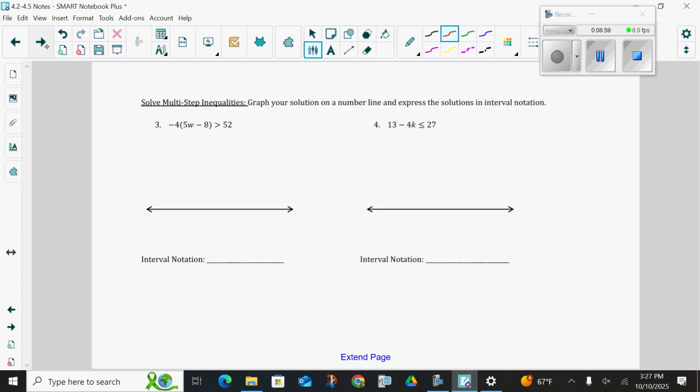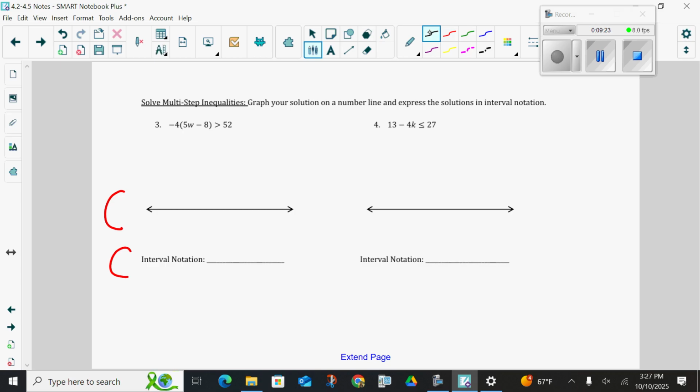So let's start with trying a few. If we look at number 3, we need to first solve this. Then we're going to graph it on a number line right here. And then we're going to write it in interval notation. So we're going to need to remember the stuff we did on Friday for graphing and interval notation. So let's start by solving this.